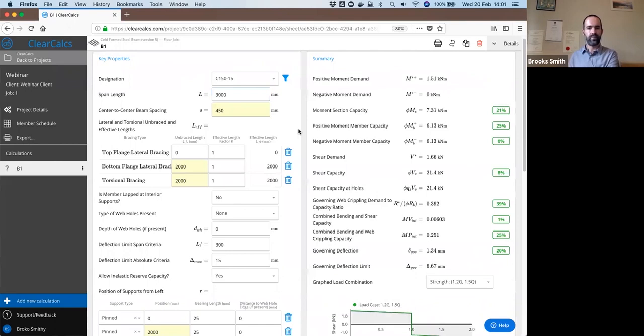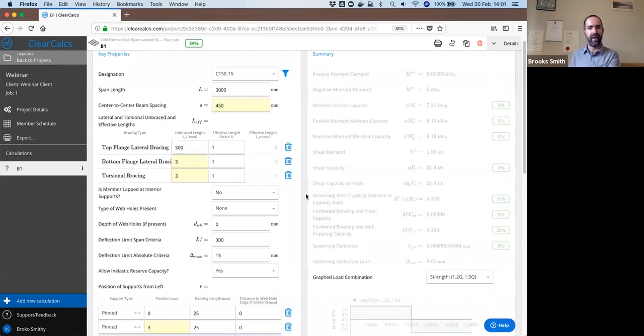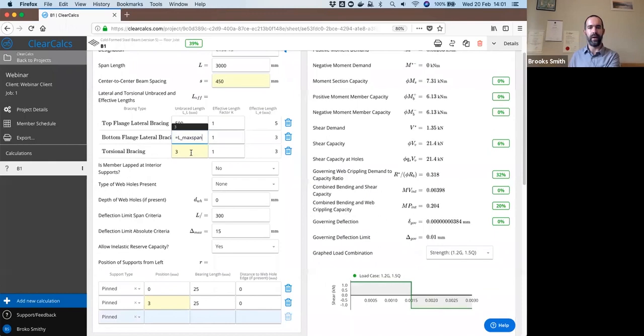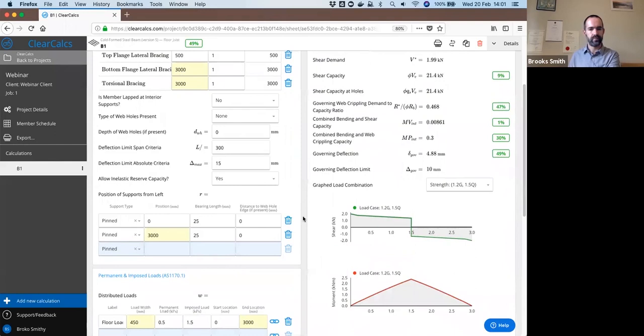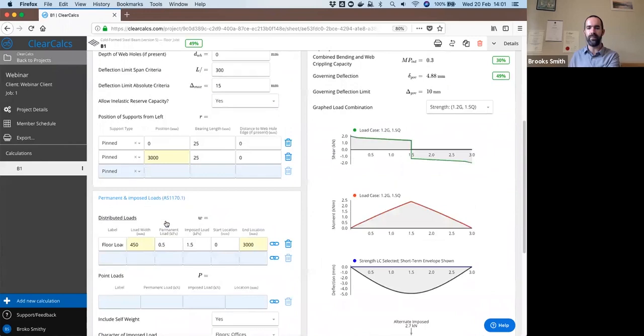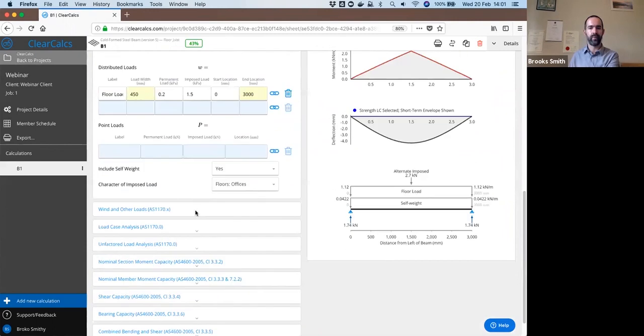Page loaded there. Top flange bracing is 500 millimeters. And we said that the bottom flange bracing and the torsional bracing would just be equal to the total unbraced length of 3,000 millimeters. Simply supported beam, so we have restraints only at the start and end of the beam. Said permanent load of 0.2 kilopascals, an imposed load of 1.5 with a load width of 450 millimeters.